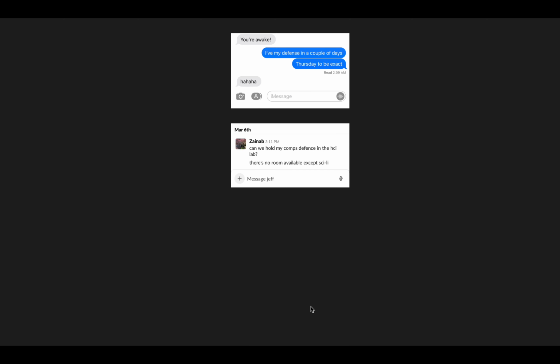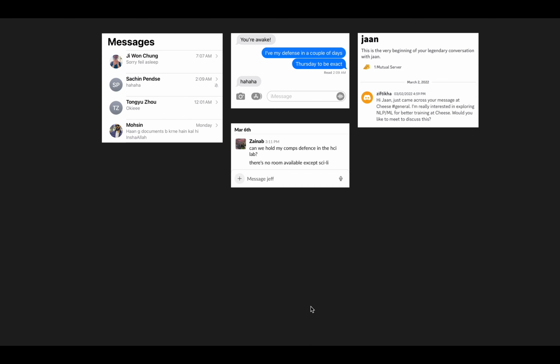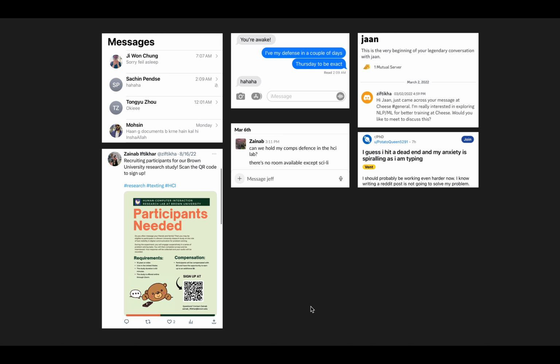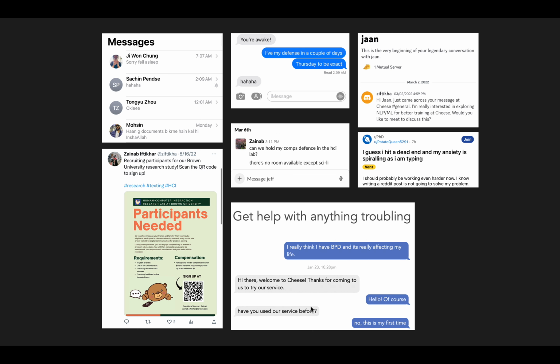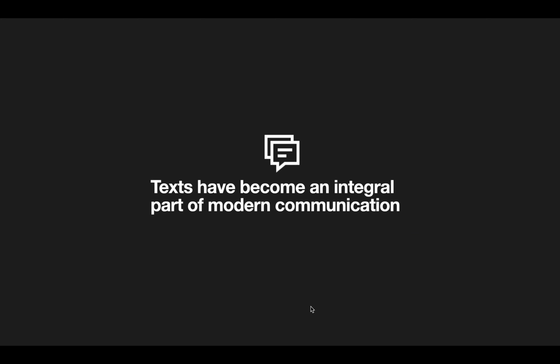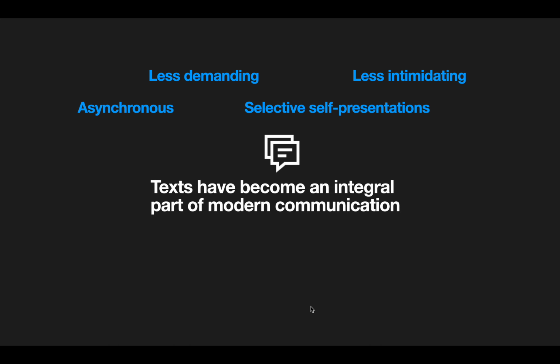I want you to take a moment and consider how often you text daily, from personal messages to team based communication to relationship maintenance. Now, most of our social media is text based. We use text for community driven discussions. Meanwhile, recently, texts have emerged as a venue for therapeutic communication. Needless to say, texts have become an integral part of modern communication, owing to their asynchronous nature, which demands less time from people, allowing them to manage their self presentations in a less intimidating fashion.